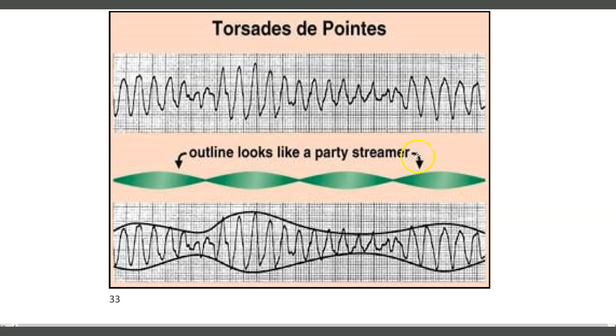So this is how it looks. Again, it looks like VTach, but it's polymorphic, so it has different sizes. It looks different, and as you can see here, it goes taller, smaller, taller, smaller, and taller, smaller. So it looks like a ribbon if you're looking at it.